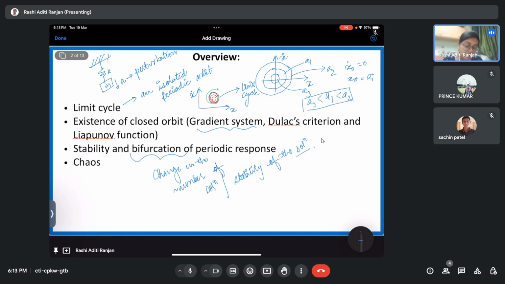And at last, chaotic response was discussed. It was discussed what chaos is, what properties a chaotic response shows, the systems that show chaotic vibration, and what the routes to chaos are, how we actually reach chaos, and how the bifurcation takes place that leads to chaos. So this was the overview.